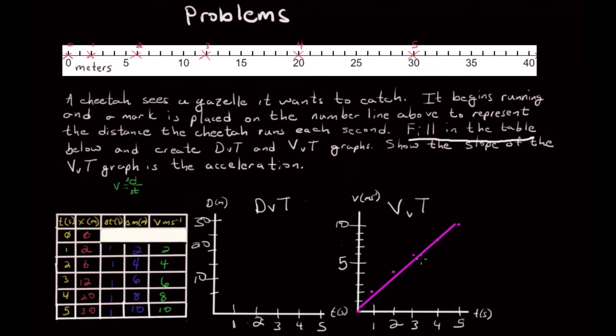This is showing that our velocity is changing, but at a constant rate. Our velocity is changing at a constant rate, and it gives us the straight line with a positive slope because we're speeding up. If we were slowing down, it would be a negative slope, right? Okay. So let's see how this works with the distance versus time.